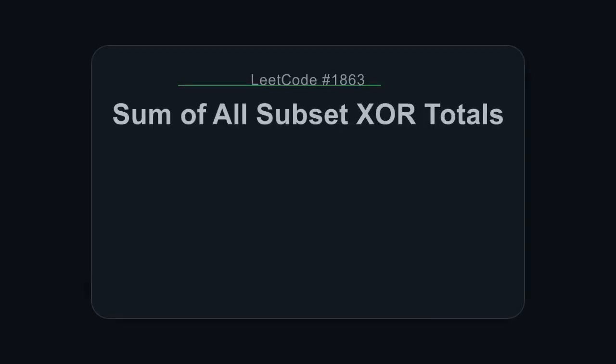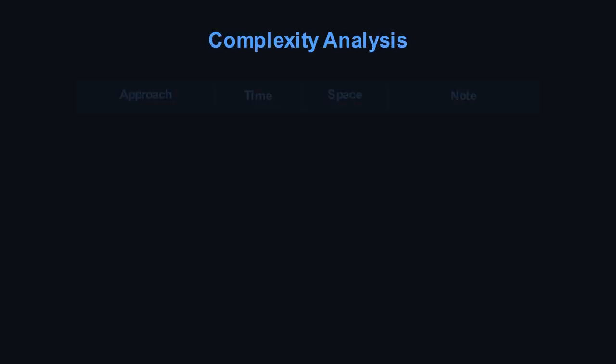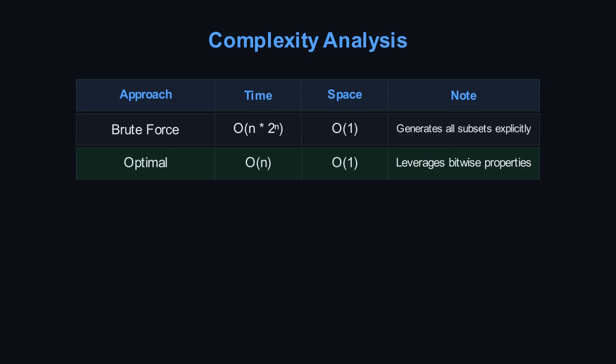You'll spot this pattern when the problem involves summing values across all subsets, especially when the operation is XOR. The key signal is when the contribution of individual bits can be analyzed independently across the power set, rather than needing to construct each subset explicitly. Think bitwise properties over combinatorial enumeration. The optimal solution has a time complexity of O of n, because we iterate through the array once for the bitwise OR. The space complexity is O of 1, as we only use a few variables.